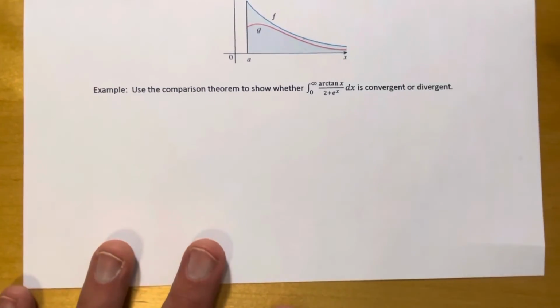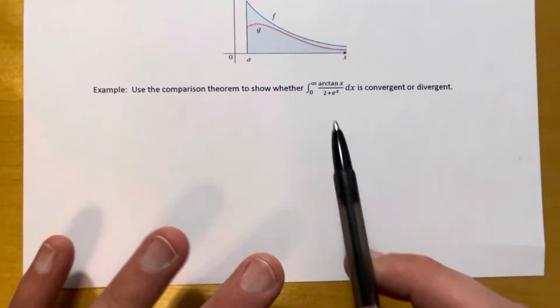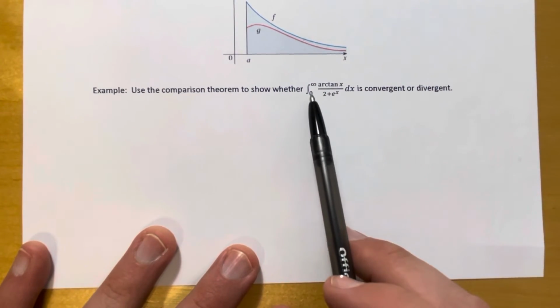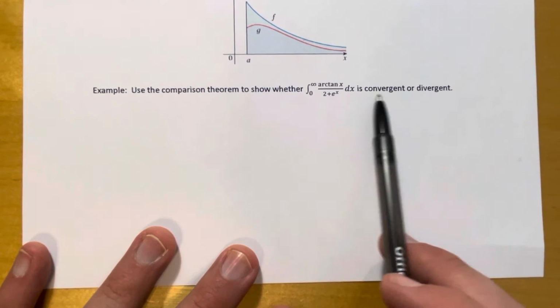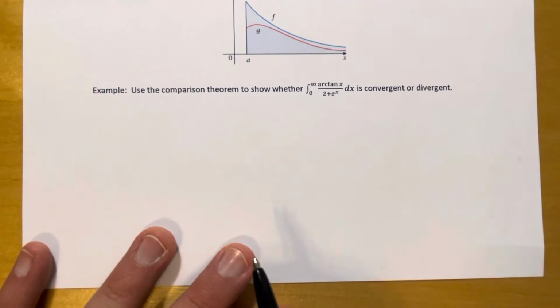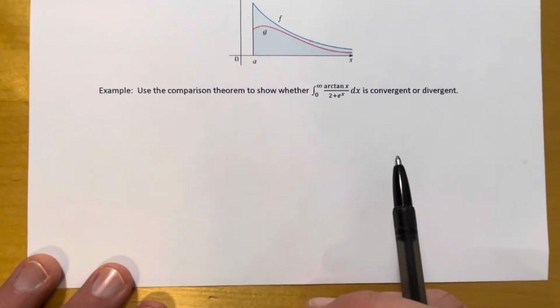So we're going to do one example, then wrap things up. We're going to say that we want to use the comparison theorem to show whether or not this integral, the integral from 0 to infinity of arctan of x over 2 plus e to the x dx, is convergent or divergent. Okay? Now, how are we going to do this?